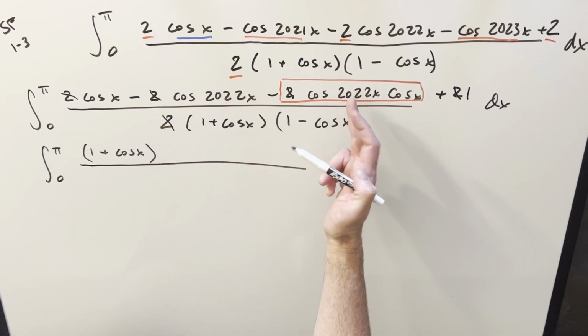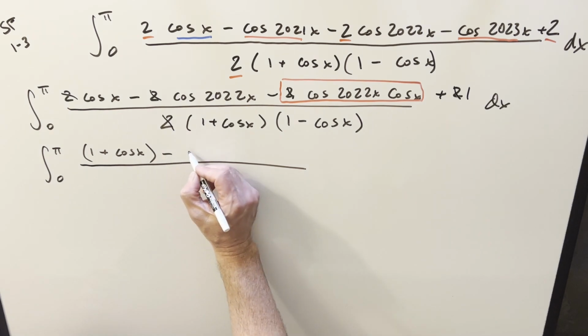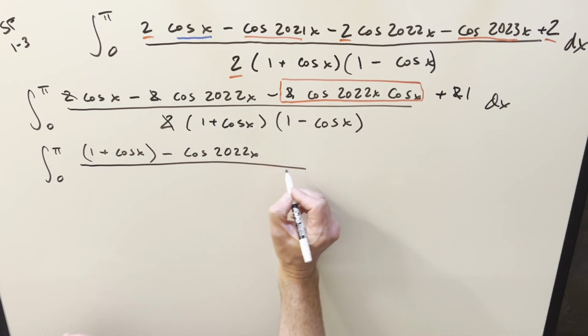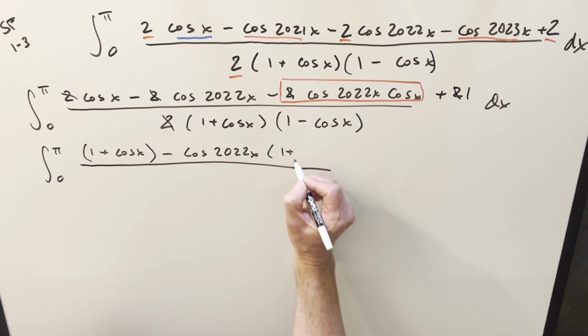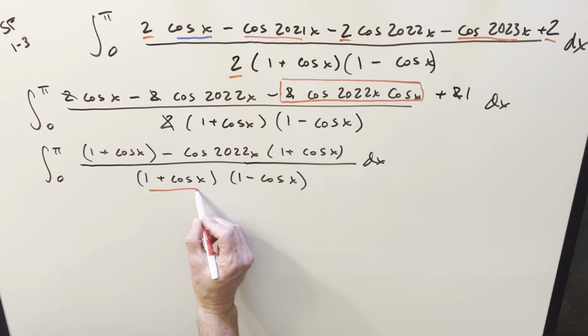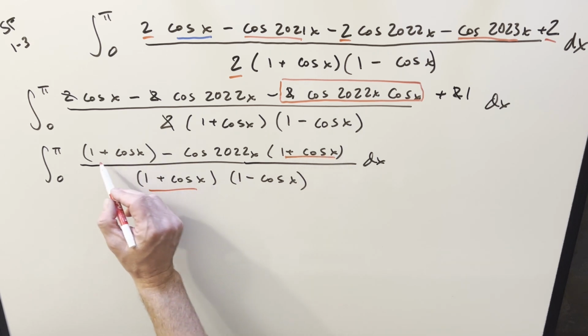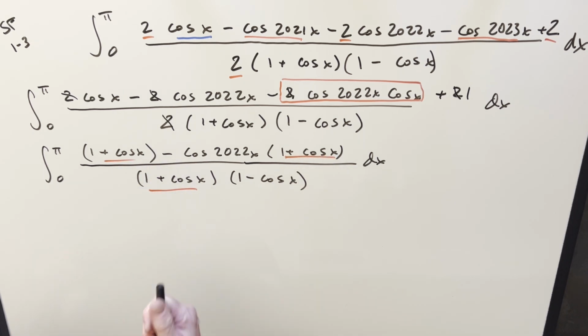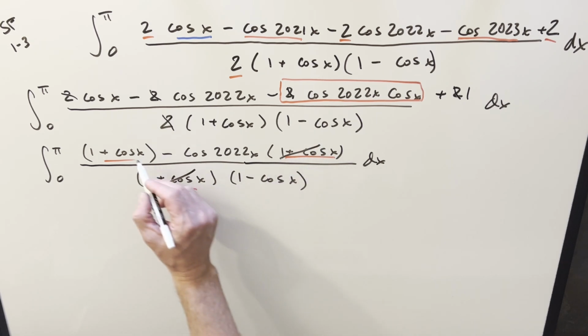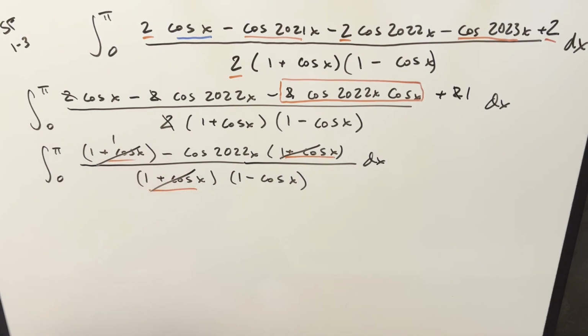And then from this one and this one, we've got cosine 2022x in common. So I'll factor out cosine 2022x. But when I do that, we get another 1 plus cosine x. And now what happened is we've got 1 plus cosine x in common here, here, and here. Again, we could factor, but let's cancel on the fly. So if I cancel this one with this one, and cancel this one, that's just going to leave me with a 1.